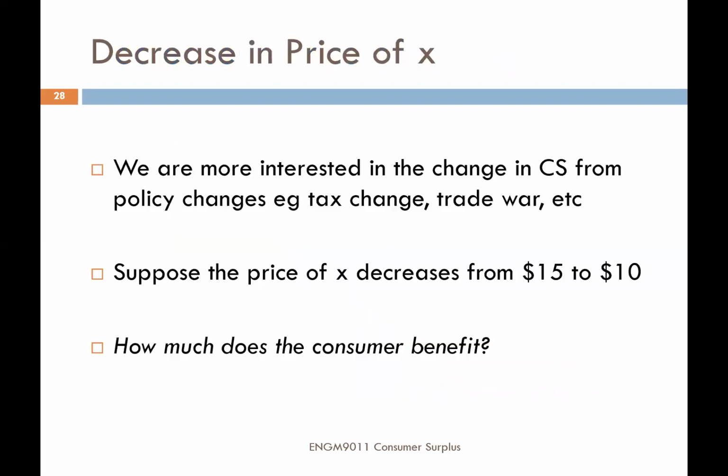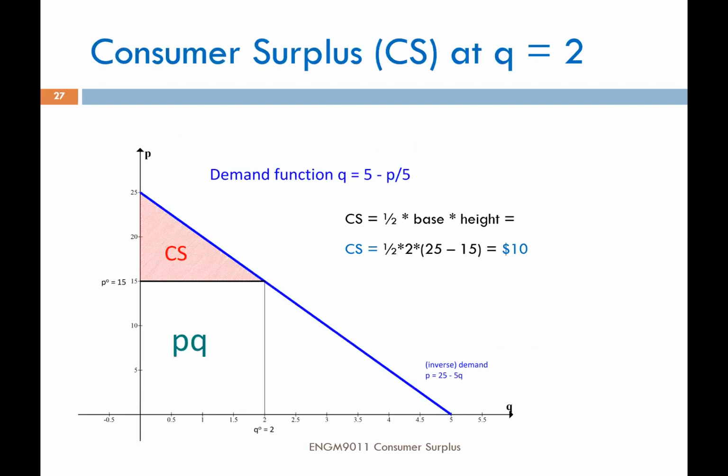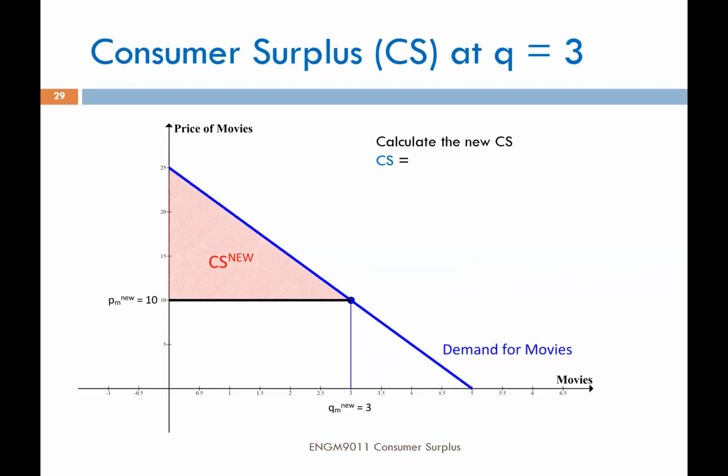I didn't write down the demand function. There it is down there. You can see when the price is 10, put it into the demand function, quantity demanded is 5 minus 2, which is equal to 3. So the quantity demanded is now 3. And so we can calculate the area below the demand curve, the maximum you're willing to pay, and above the price. The difference between the maximum you're willing to pay and what you actually have to pay, that's our consumer surplus.